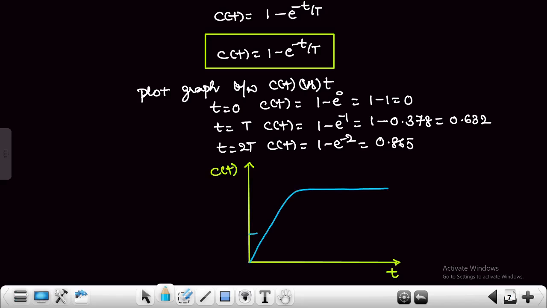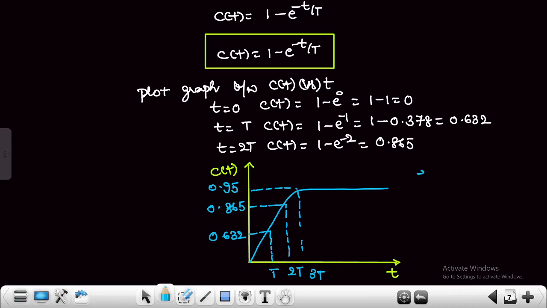So if you take different values, let us consider at t is equal to capital T. Next, you are going to get another different value at t is equal to 2T. So you are going to get another different value at t is equal to 3T, like this. So it is exponentially increasing. Whenever you require the response to be exponentially increasing in nature, we go for the unit step response for the first order system. So this is the response of the system with respect to time.